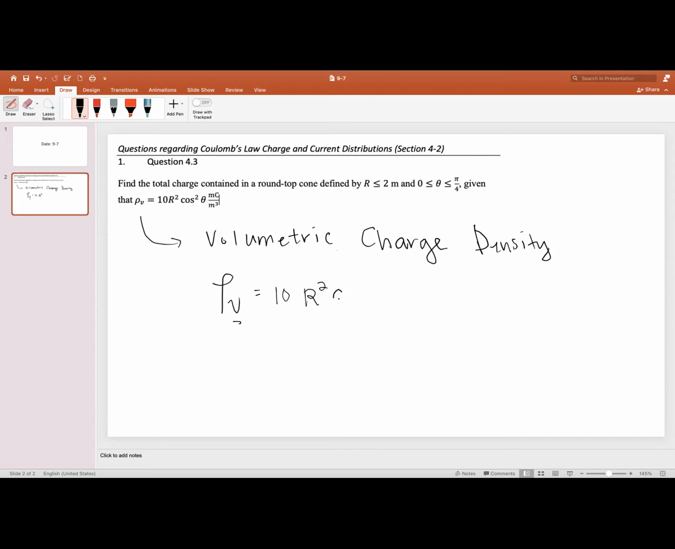And then we have a volumetric charge density, and we can see that it changes. This volumetric charge density changes as the radius changes, and also as angle theta changes. And then what is a round top cone?